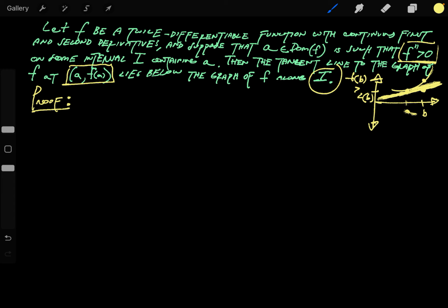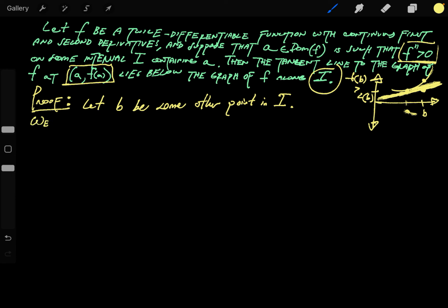To do this, we say let b be some other point in I. And I want to condition on exactly where b is in a second, because it's actually a little tricky how we get this inequality. So let b be some other point in I.